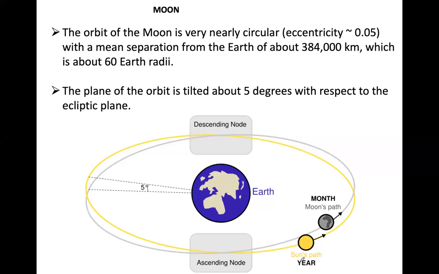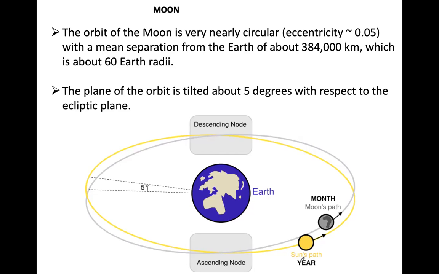Now, the orbit of the moon is also very nearly circular, right? Eccentricity, you can see that it's 0.05, which means it's almost circular, but there is a small ellipticity. The mean separation from Earth is about 384,000 kilometers, which is roughly equal to 60 Earth radii. So if you line up 60 Earths in space, you can reach the moon, right?